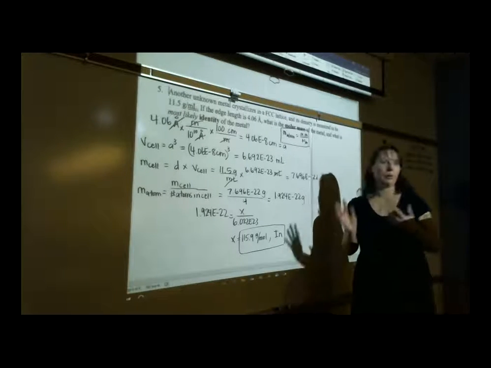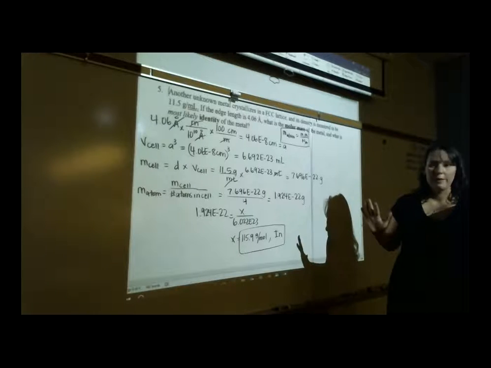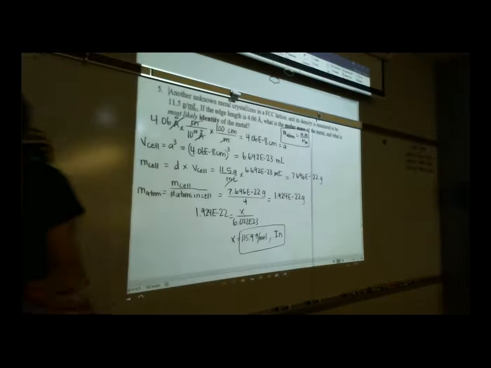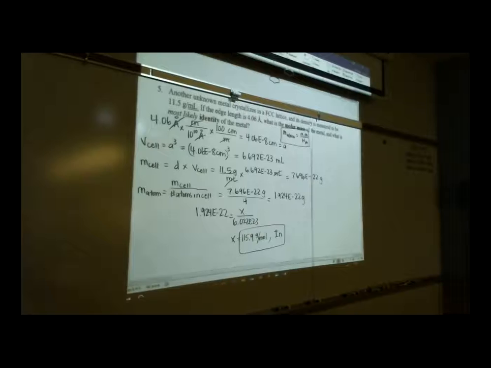All right, how do we feel about this one? How do we feel about these problems as a whole? Any questions on unit cell calculations? All right, that's where we're going to stop for today then.